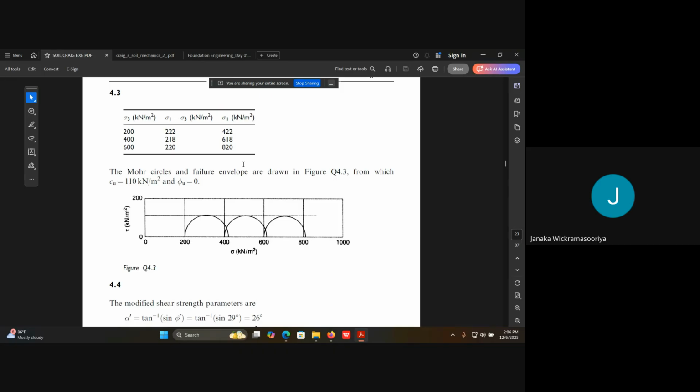So there's an interesting thing here. The failure line is horizontal, and the Cu value is 110. The undrained friction angle is 0 because the gradient is 0. And the Mohr circles would be something like this.